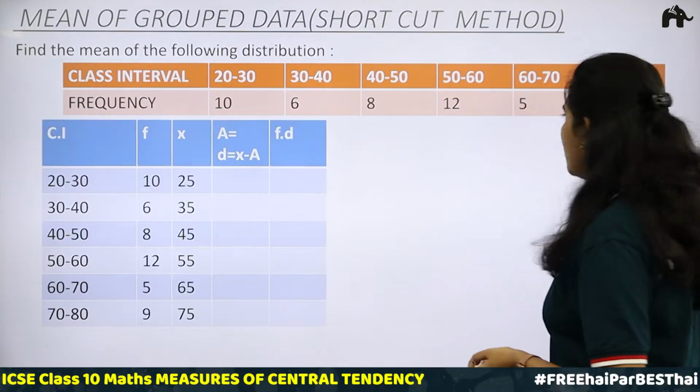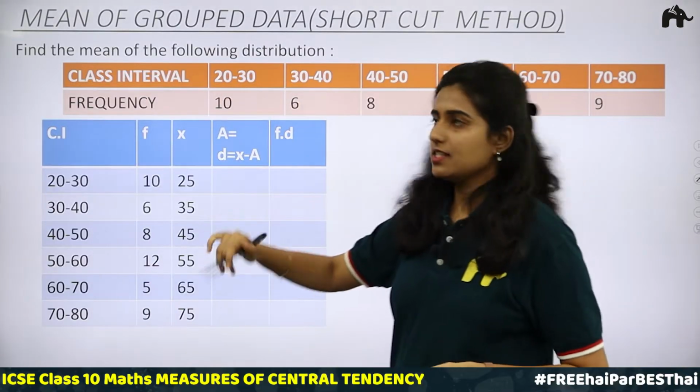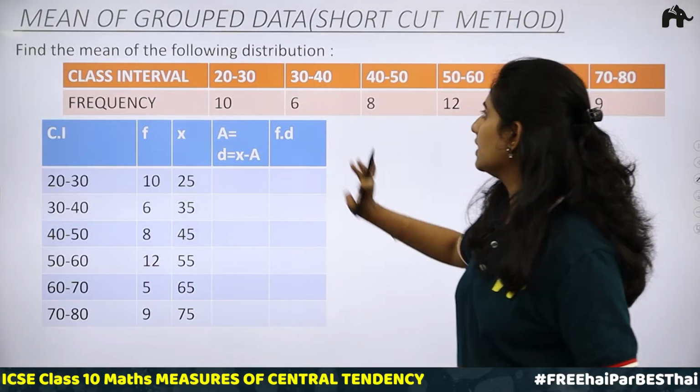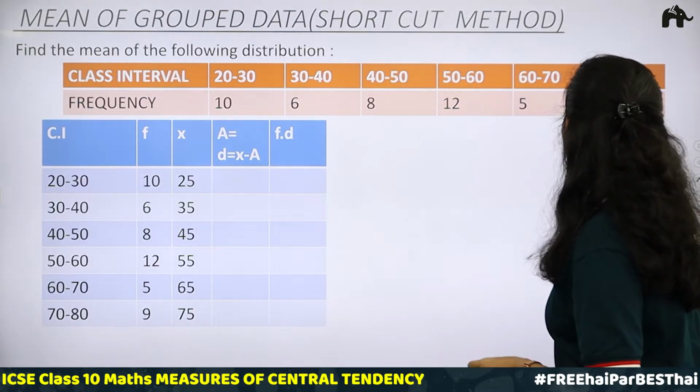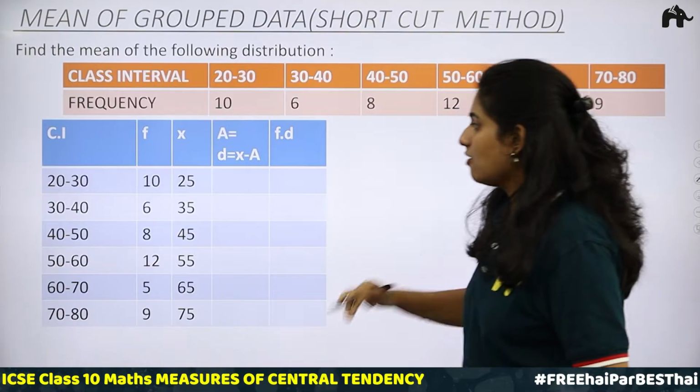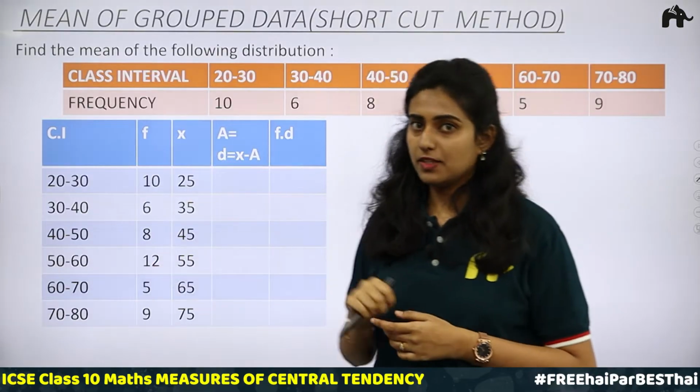Okay, so we have the data. Class intervals and frequencies: 20 to 30, 10; 30 to 40, 6; 40 to 50, 8; 50 to 60, 12; 60 to 70, 5; 70 to 80, 9. We have already calculated the class mark previously.